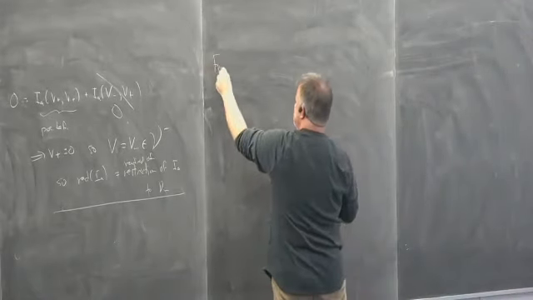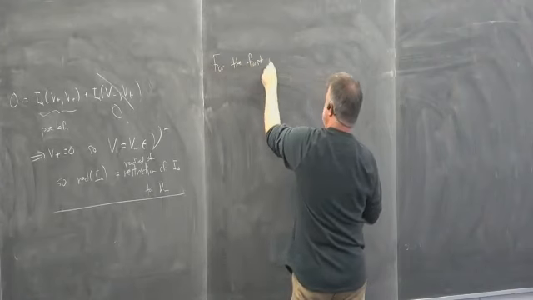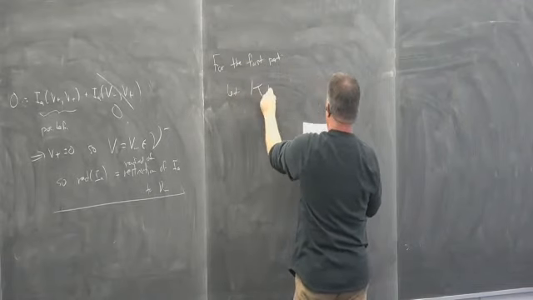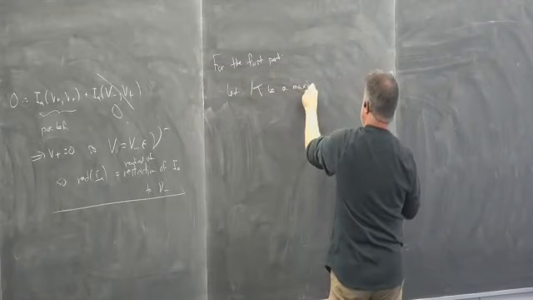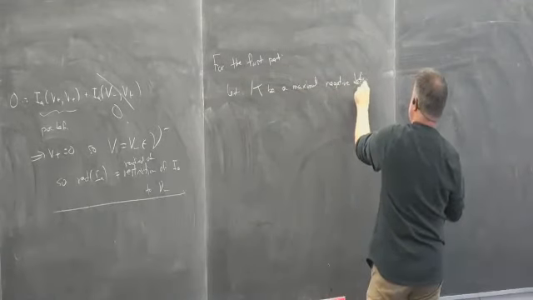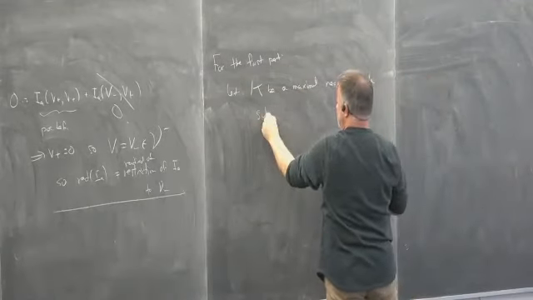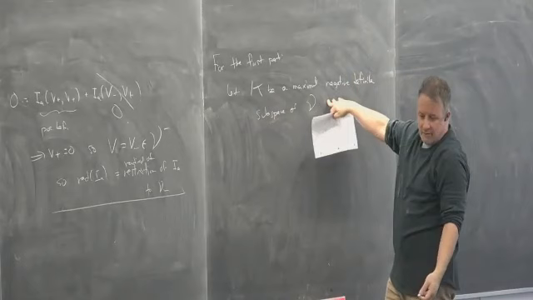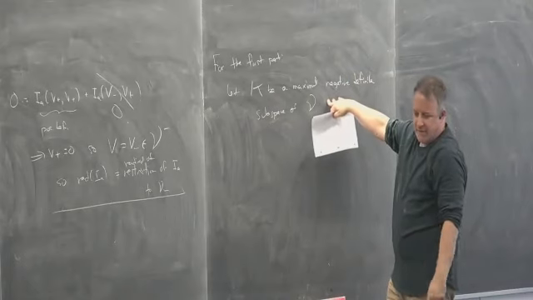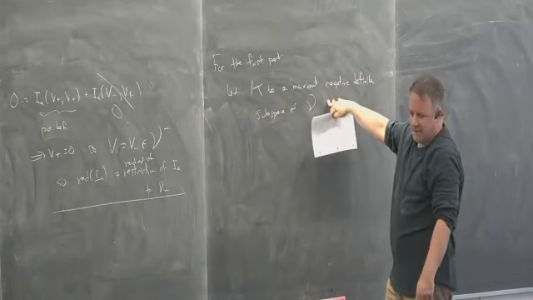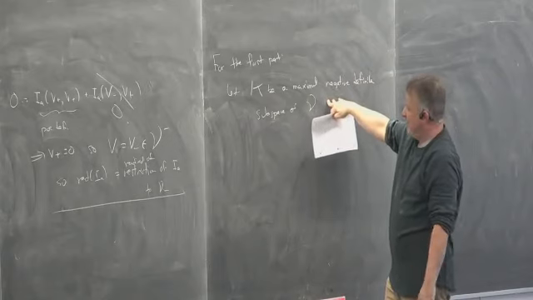Okay, so for the first part, let K be a maximal negative definite subspace of V. So we know that there exists such a thing. It might be 0, right? Because on the 0 space, of course, every bilinear form is positive definite and negative definite, because the condition is satisfied vacuously. There are no non-zero vectors.